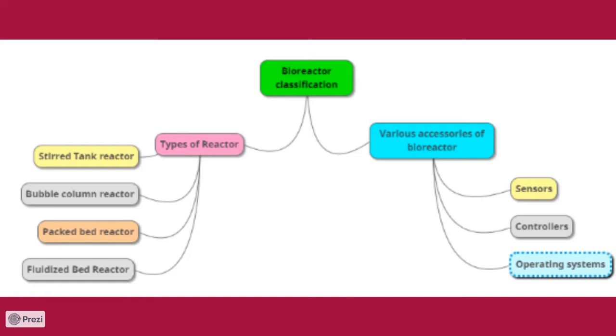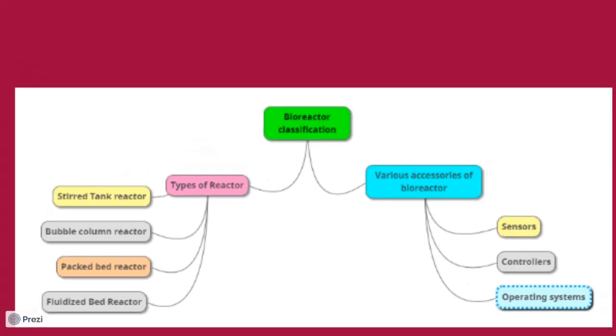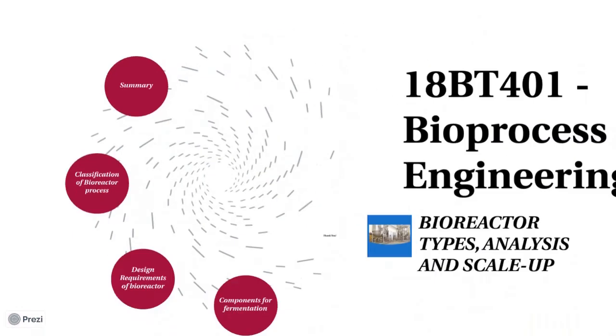The accessories that are being used in a reactor for controlling and monitoring the bioprocess can be broadly classified as sensors, controllers, and operating systems.